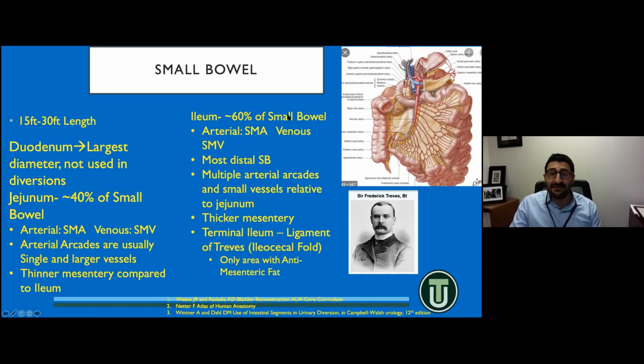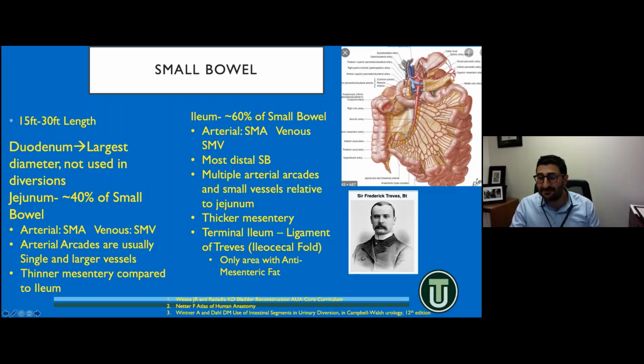The ileum represents a majority of the small bowel, around 60%. Again, same blood supply. And this is the most distal part of the small bowel. It has multiple arterial arcades and small vessels relative to the jejunum. It tends to have a thicker mesentery. At the terminal ileum, you can see in this picture is this ileocecal fold, or the ligament of Treves.